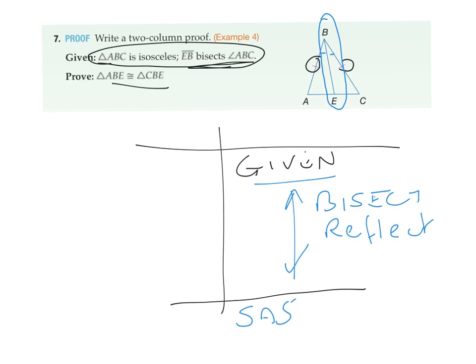So start building up the statements and reasons on the right-hand side. Basically that's it. There is another one here that they use, not the reflexive property, the definition of a bisector. Do we need that? No, we can get away with doing that one.